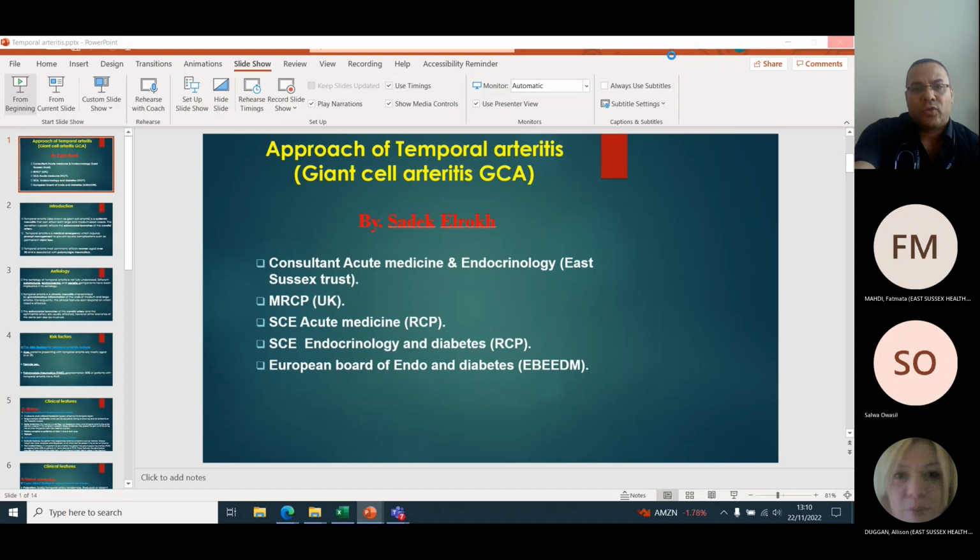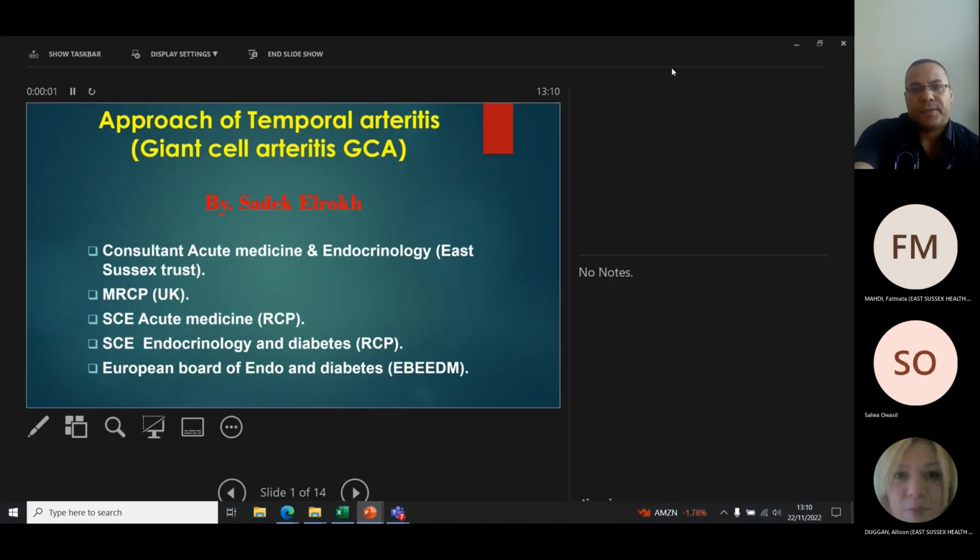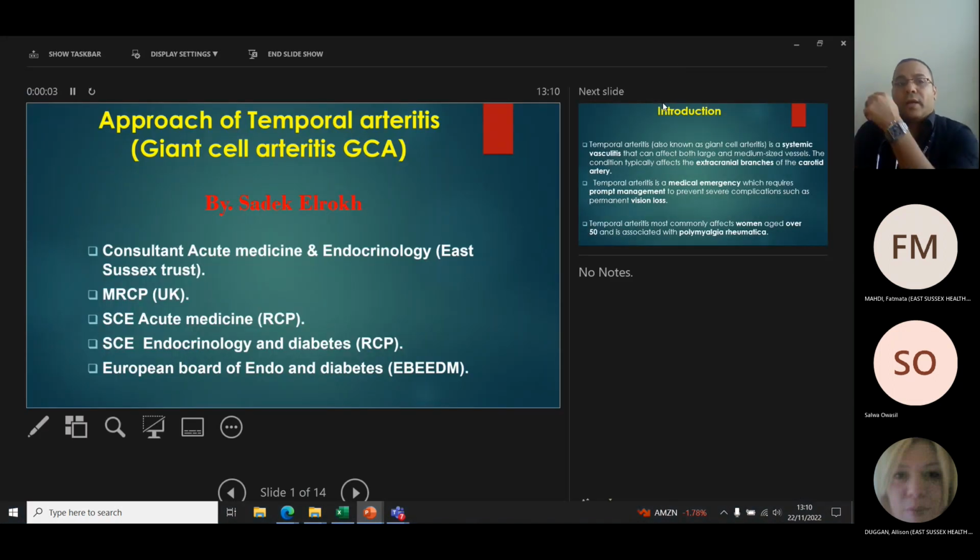Today we are going to discuss how to approach a case of temporal arthritis, or another name, giant cell arthritis or GCA, which is a very important case actually. In the emergency department, the acute medical unit or same-day emergency care unit, or even in primary care if you are going to work as a GP, how to recognize and approach a case of giant cell arthritis or temporal arthritis.